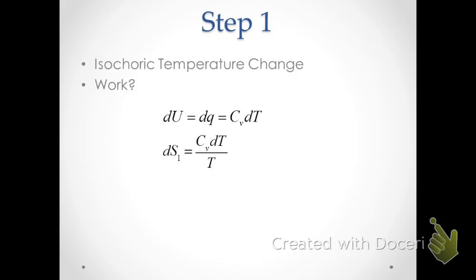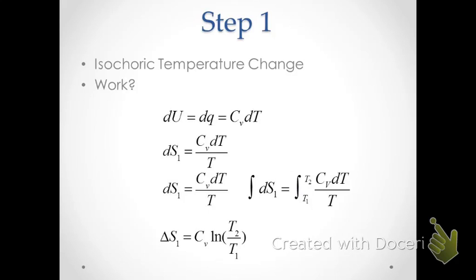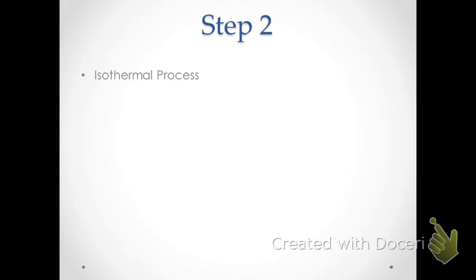So now we need to evaluate this by integrating both sides of the equation. And if we assume that the constant volume heat capacity is independent of temperature, we can pull that outside the integral, and so we end up with a simple expression: delta S is equal to Cv times the natural log of T2 over T1. That's simple enough. So that's step 1, which is the isochoric change. Moving on to step 2, which is the isothermal change.